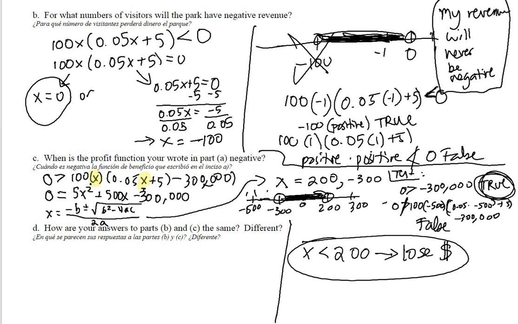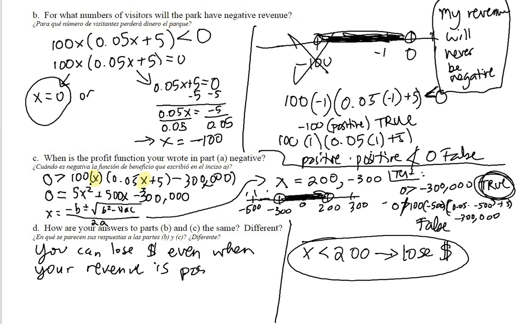Okay, part D asks, how are your answers to part B and C the same? Different? So both problems talk about how many visitors I need in order to not have negative income. But profit and revenue are different types of interpreting income. Essentially, you can lose money even when your revenue is positive because of operational costs.